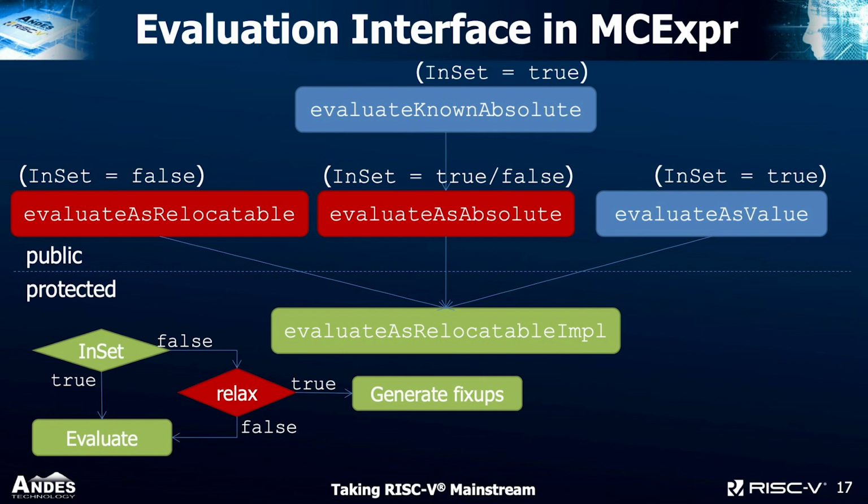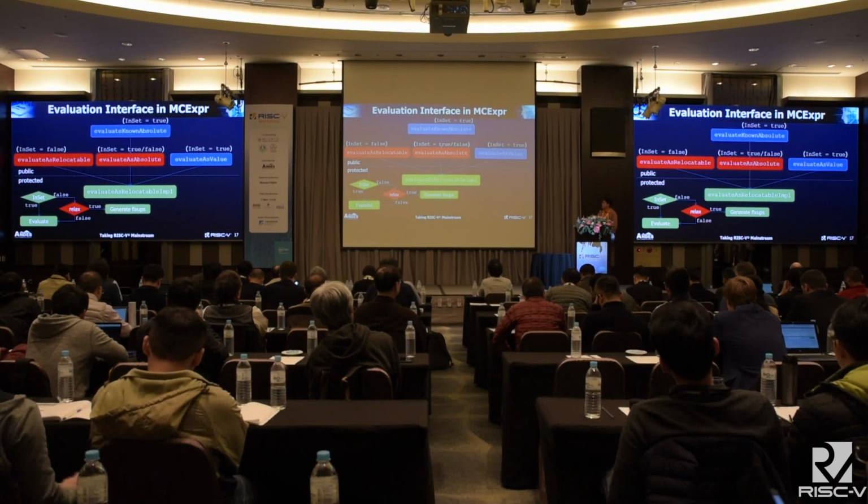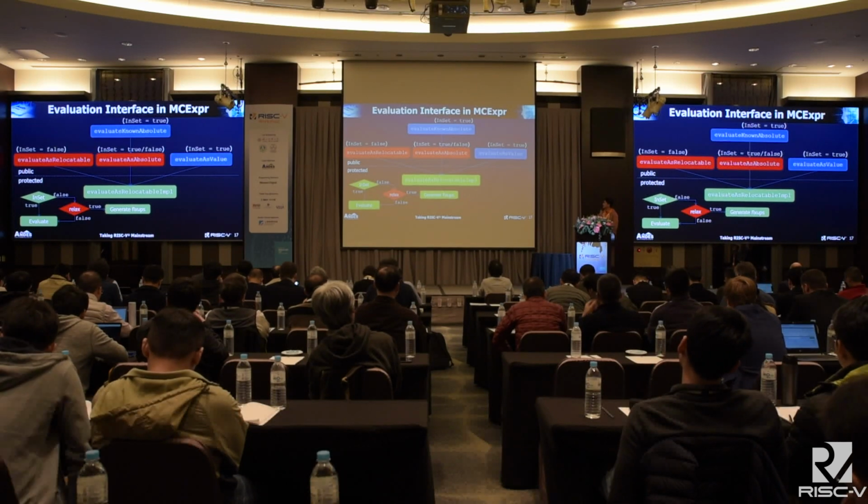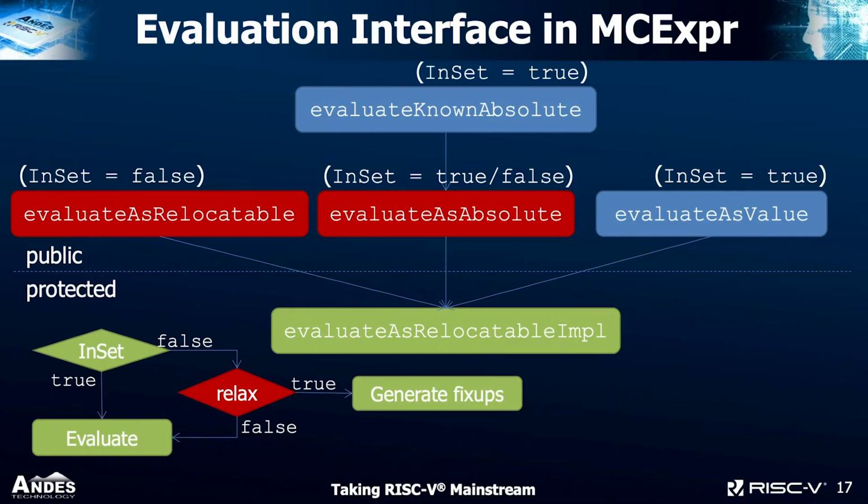In the MC layer, all expressions will be expressed in MCExpr. For example, if we want to know the offset between two symbols, LLVM will use an MCExpr object with a minus operator to express the symbol difference. As the slide shows, there are many evaluation interfaces. The red ones will be affected by relaxation, and the blue ones will evaluate the expression to values regardless of whether relaxation is enabled or not.